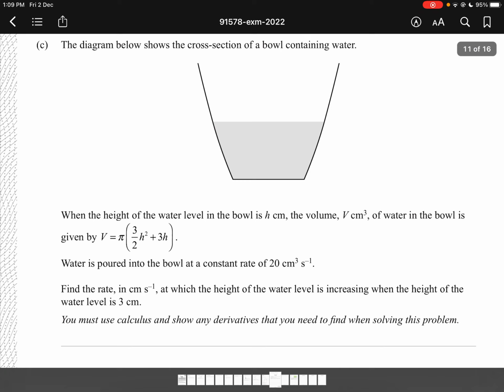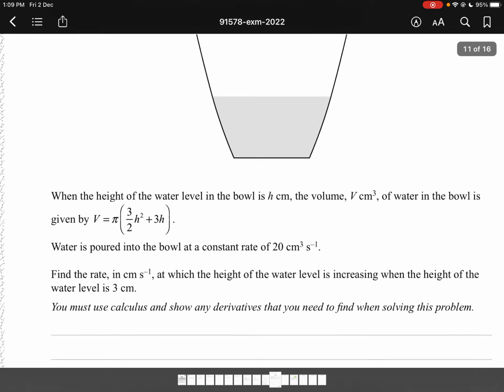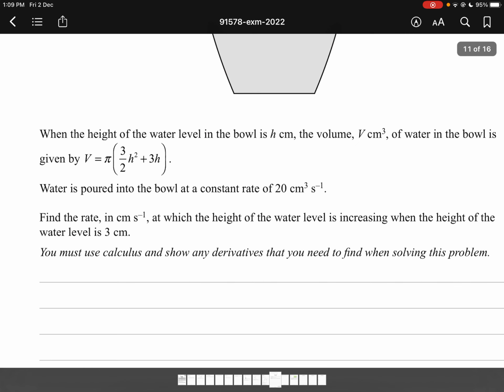The diagram below shows the cross-section of a ball containing water. When the height of the water level in the ball is h centimeters, the volume v centimeters cubed of the water in the ball is given by v equals pi times (3/2 h squared plus 3h). Water is poured into the ball at a constant rate of 20 centimeters cubed per second. Find the rate in centimeters per second at which the height of the water level is increasing.